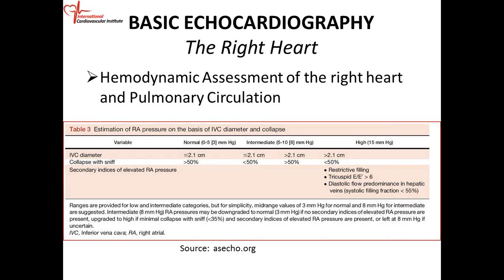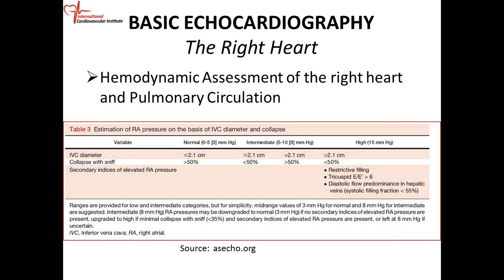How do we use this to determine the right atrial pressure? We use the IVC and the variation of the IVC to determine right atrial pressure. This is the standard today, so you have to know that. If it's collapsing more than 50% in inspiration, and it's less than 2.1 centimeters, then the right atrial pressure is approximately 3 millimeters mercury. So it's normal. If it's dilated to more than 2.1 centimeters, and the inspiratory collapse is less than 50%, it's approximately 15 millimeters mercury. Anything that falls outside of that, 8 millimeters mercury.